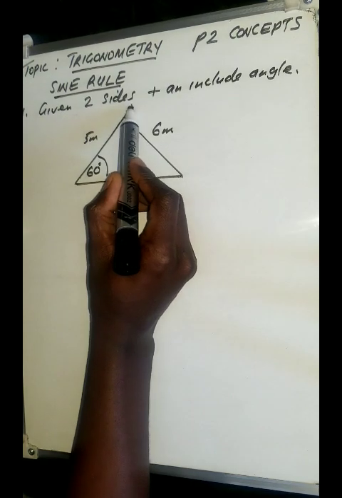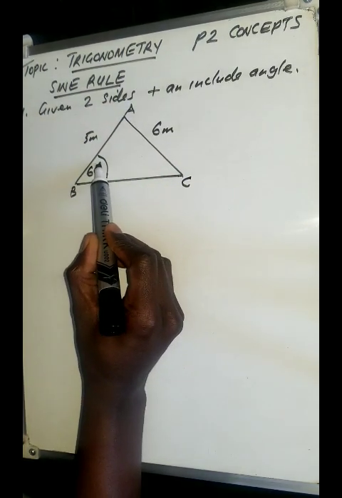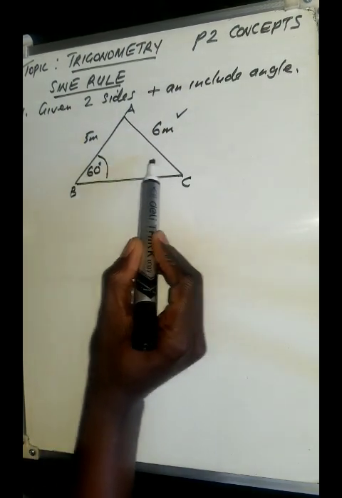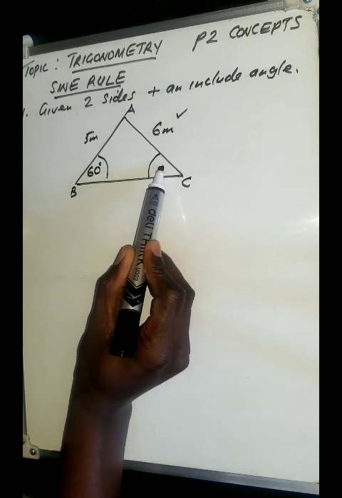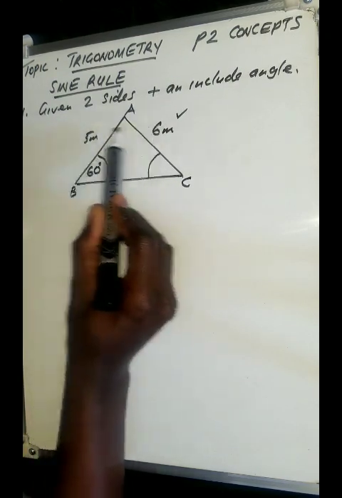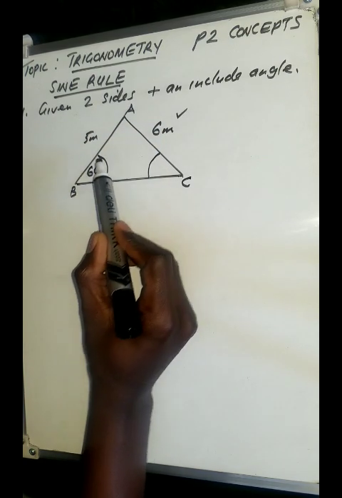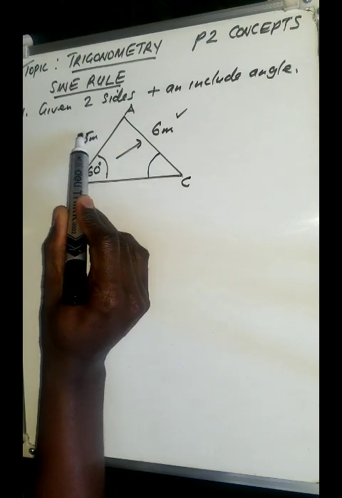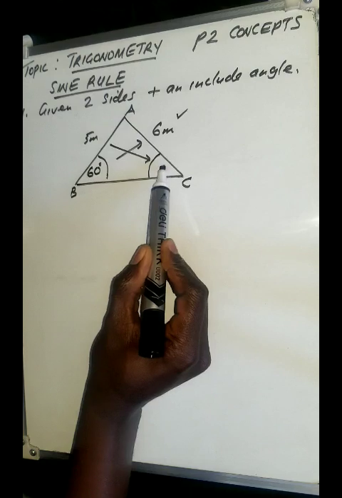Then it simply means if this is A, B, and that is C, look at this one. For this angle, they have given you this side. But for this side, you do not know what the angle is. That is angle C. So they can ask you to find angle C. So this is what I mean by given two sides and an included angle. This angle is opposite to this one, but for this side you don't know what that angle is, so they can ask you to find this angle.